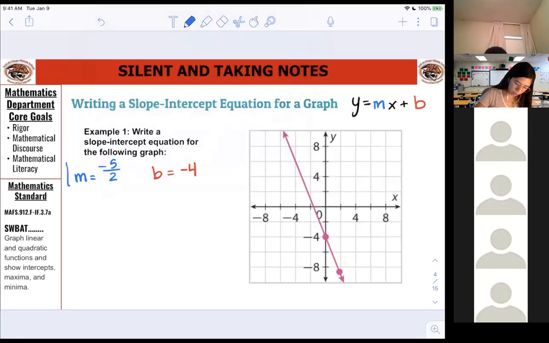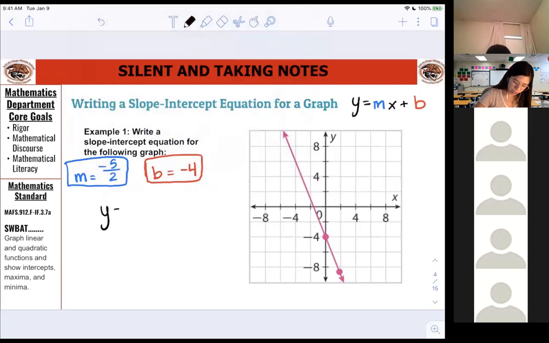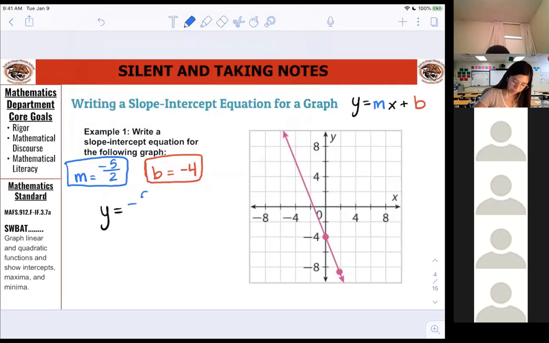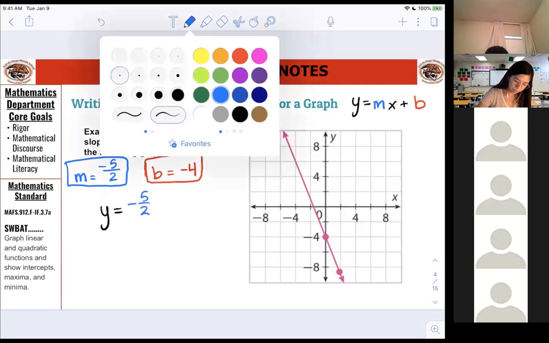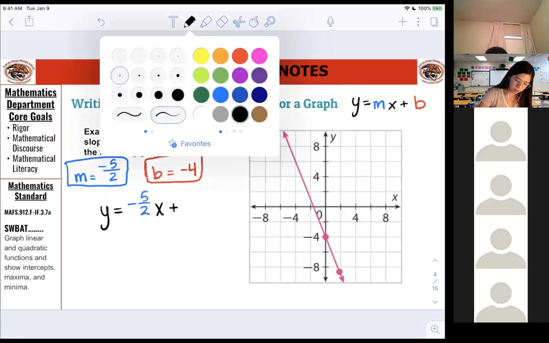Since I've figured out my slope and my y-intercept, I can use those two numbers and fill in the blanks. Since my equation is y equals mx plus b, I can plug in the m and I can plug in the b.